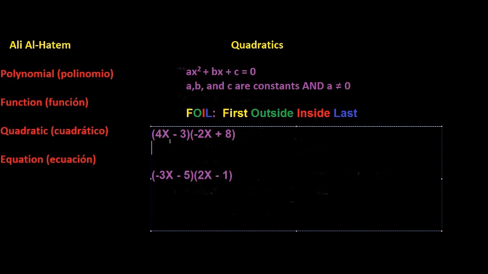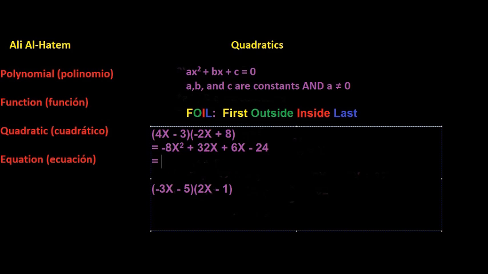Okay, hopefully everyone has the answer now. Okay, the first one, 4x minus 3 multiplied by the polynomial negative 2x plus 8. This should give us 4x multiplied by negative 2x, negative 8x squared. 4x multiplied by plus 8, that will give you 32x. We're using the FOIL method again. Negative 3 multiplied by negative 2 is a positive 6x, and negative 3 multiplied by 8 is a negative 24. Simplifying that into negative 8x squared plus 38x minus 24.